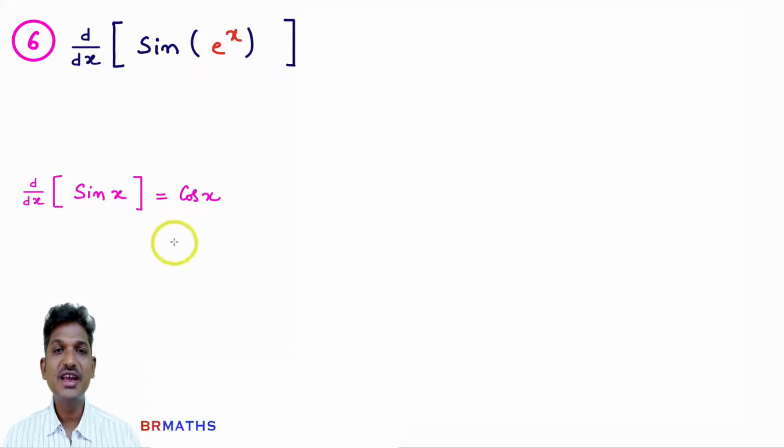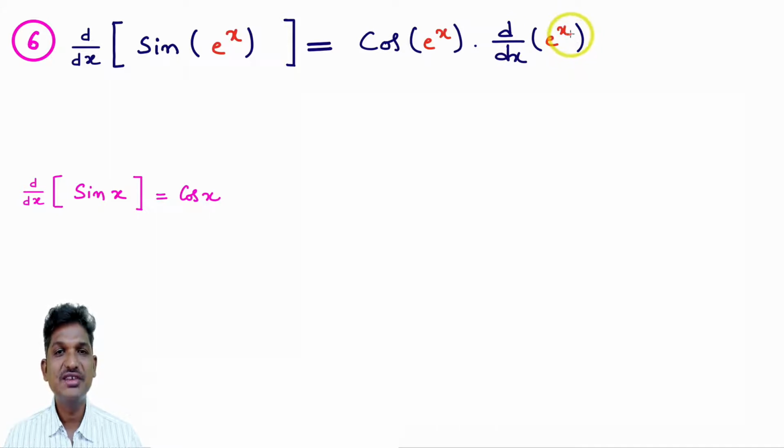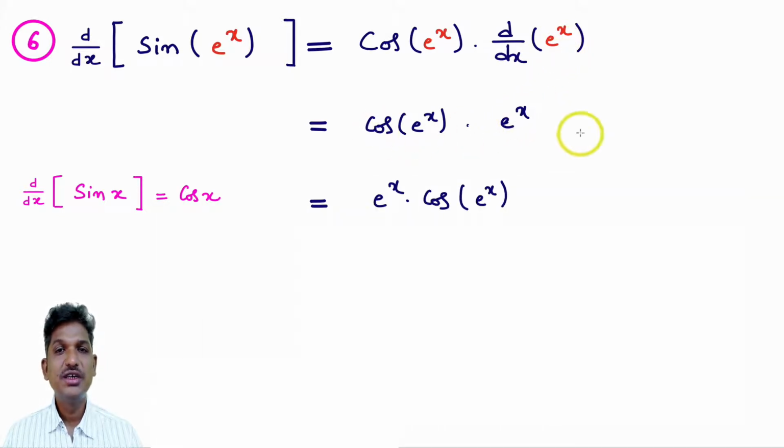What is derivative of sin x as per this formula? Derivative of sin x is cos x. That means cos of e power x into which one you imagined as x, you need to differentiate it. D by dx of e power x. I hope you are understanding. If I simplify this further, what you will get? Cos of e power x into derivative of e power x. We know this formula, easiest formula. Derivative of e power x is e power x only. You can stop this problem here, or if you want to write one more step, you can write like this. E power x into cos of e power x.